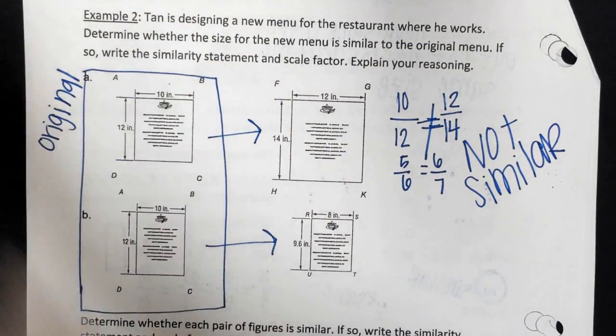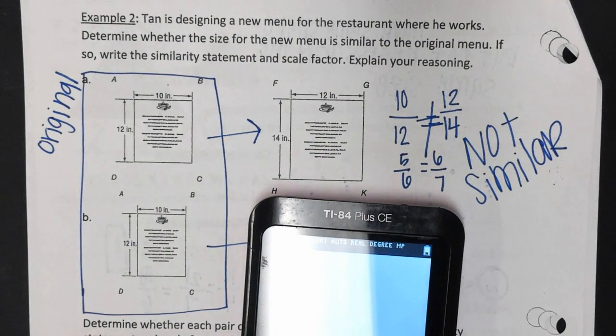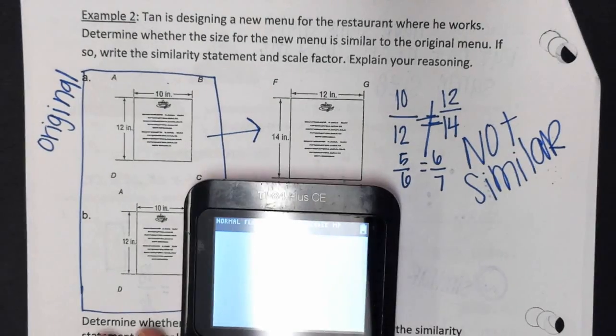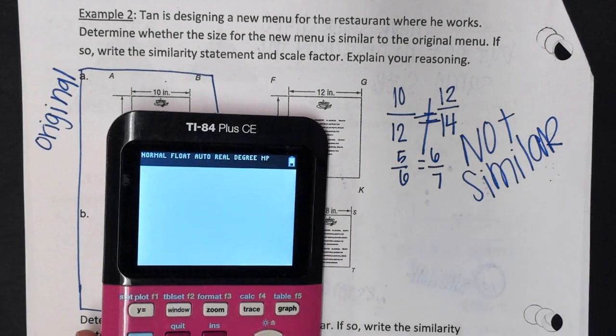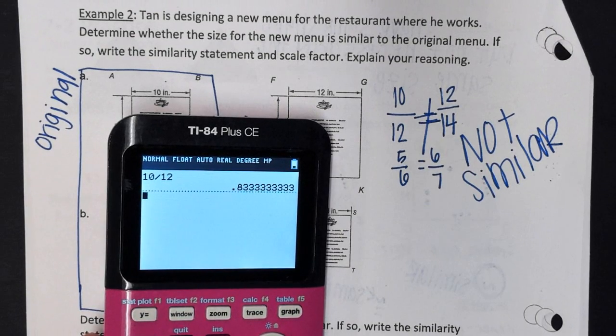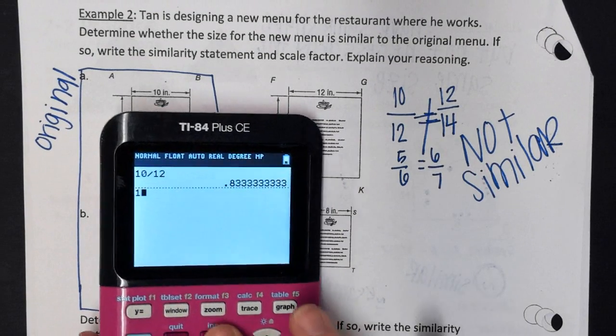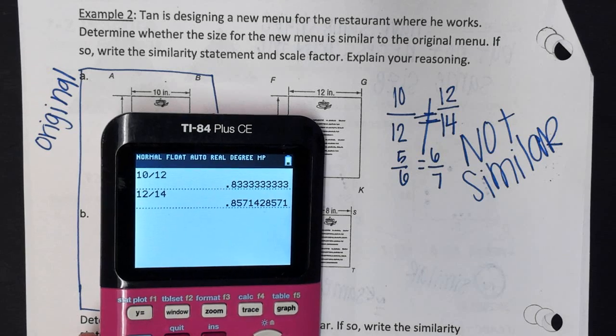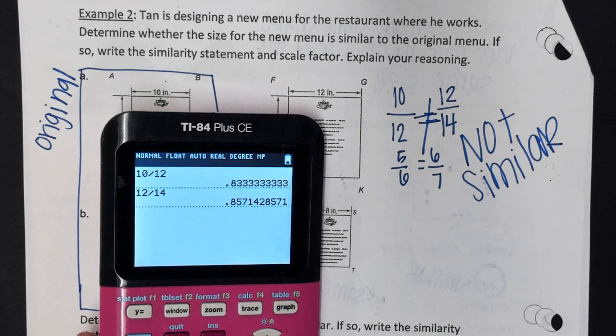Okay, another way to tell whether these were equal. Some of you hate fractions, right? Okay, just plug that straight into your calculator. 10 divided by 12 is 0.83333. 12 divided by 14, are those the same number? Then they're not similar.